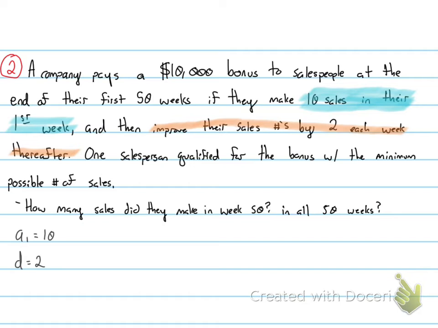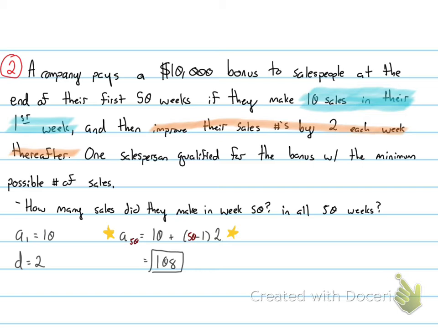Now I have my a1 value and my common difference, so I'm going to be able to make an explicit formula, which is very similar to what we did all the way back in section 2. My explicit formula for an arithmetic sequence is a sub n equals my first term plus n minus 1 times d. I want to find the 50th term here for how many sales were made in week 50. Plug my a1 value and my d value into my calculator, and I'll figure out that in week 50, that salesperson made 108 sales. Knowing that 50th term is going to be helpful to find out how many sales they made in all 50 weeks combined.